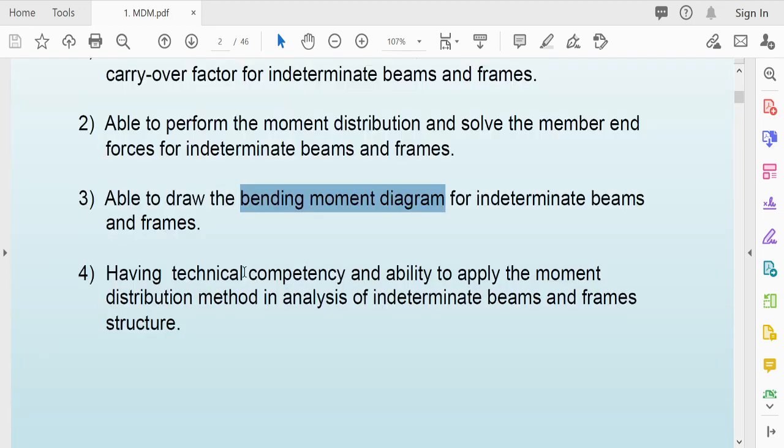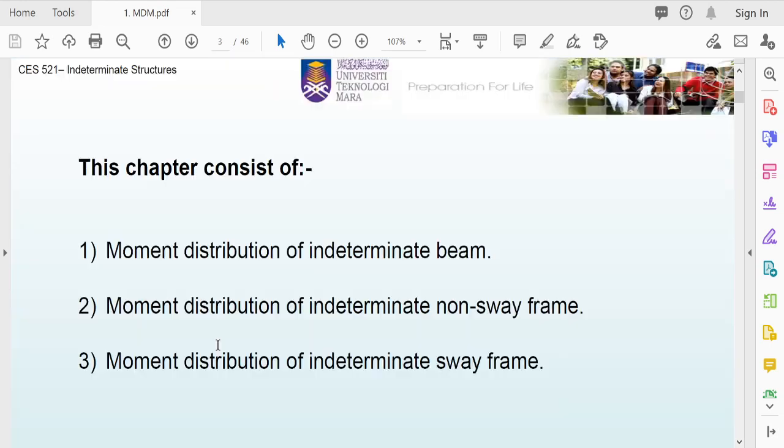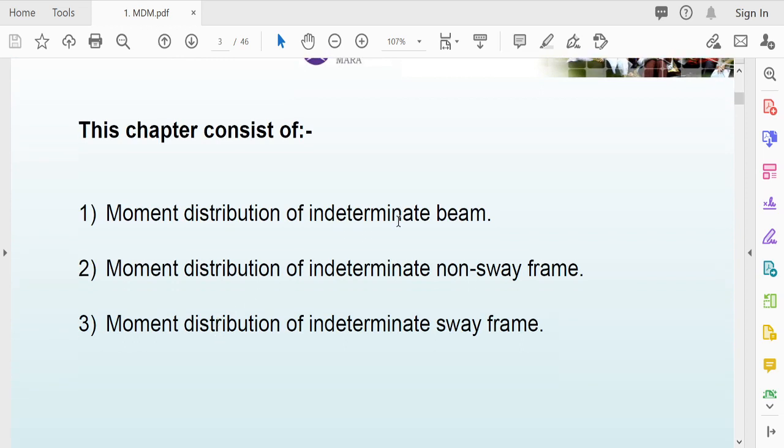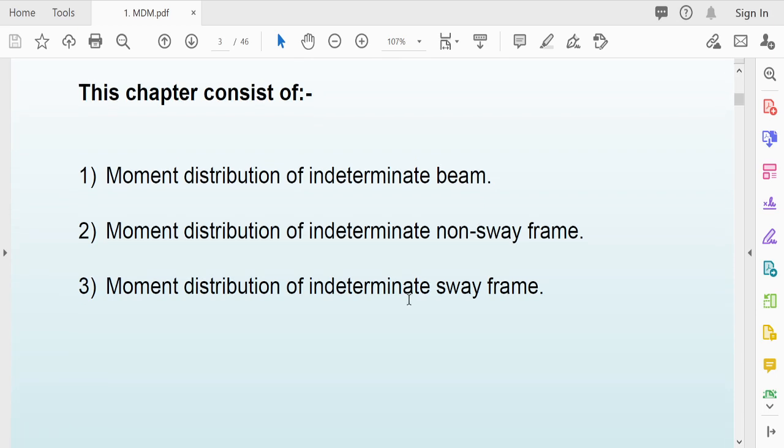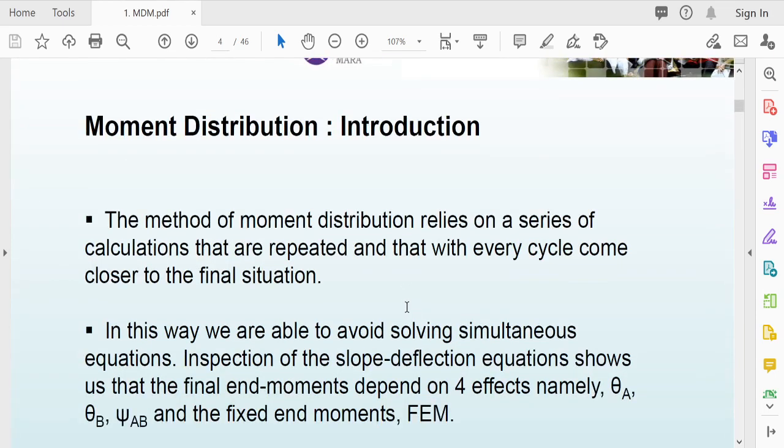Of course number 4, you should have technical competency and the ability to apply the moment distribution method. We have covered number 1, which is beam analysis. For this session, I want to cover a bit about the settlement effect. After that, in the next session, I will continue with analysis of non-sway frame, followed by sway frame analysis.